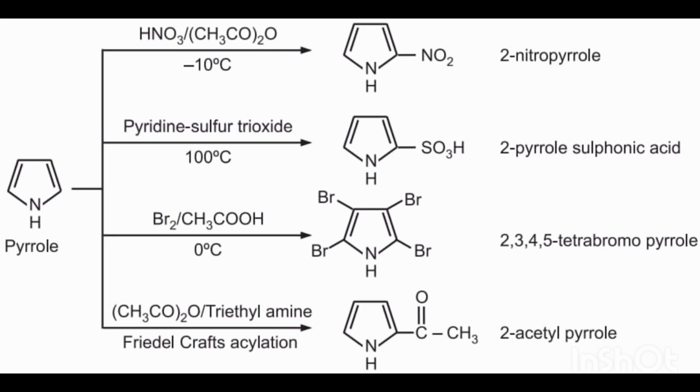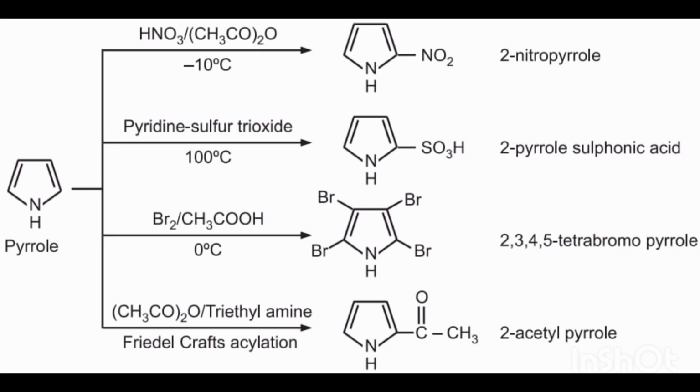The next topic is the reactions of pyrrole. Pyrrole gives various reactions, and we will discuss a few of them. The first one is nitration. Pyrrole on nitration in the presence of acetic anhydride at a temperature of minus 10 degrees Celsius gives 2-nitropyrrole.